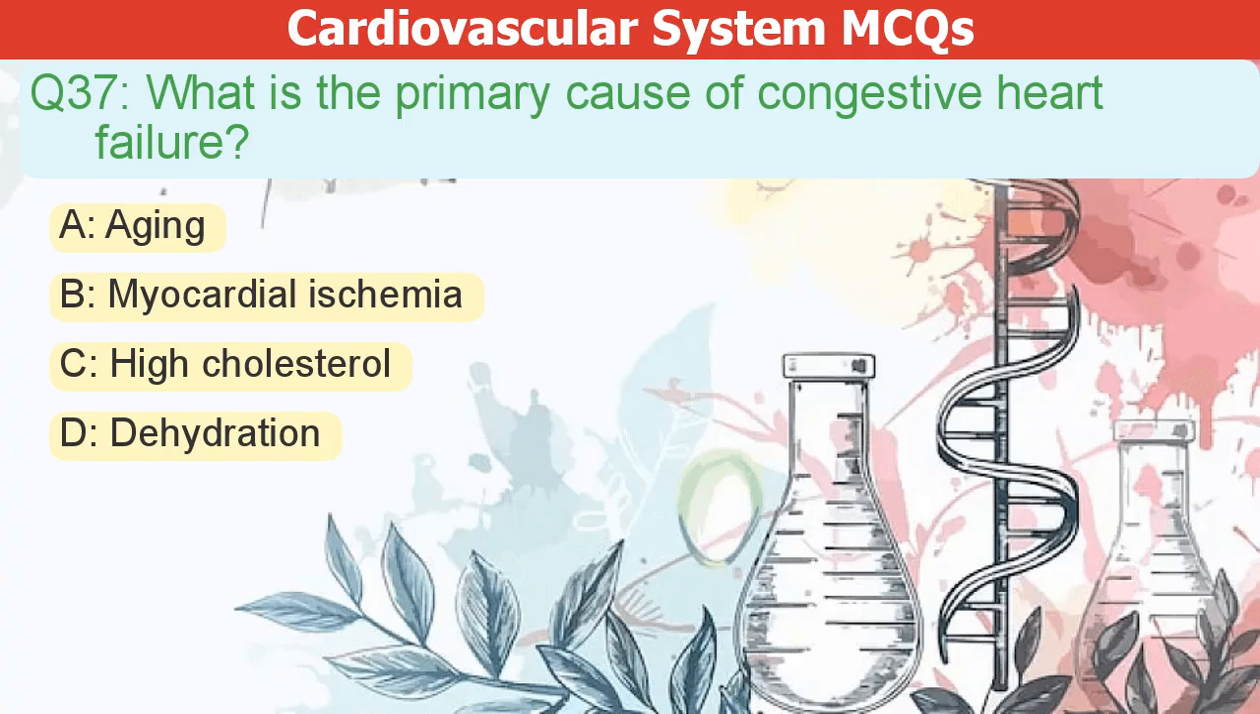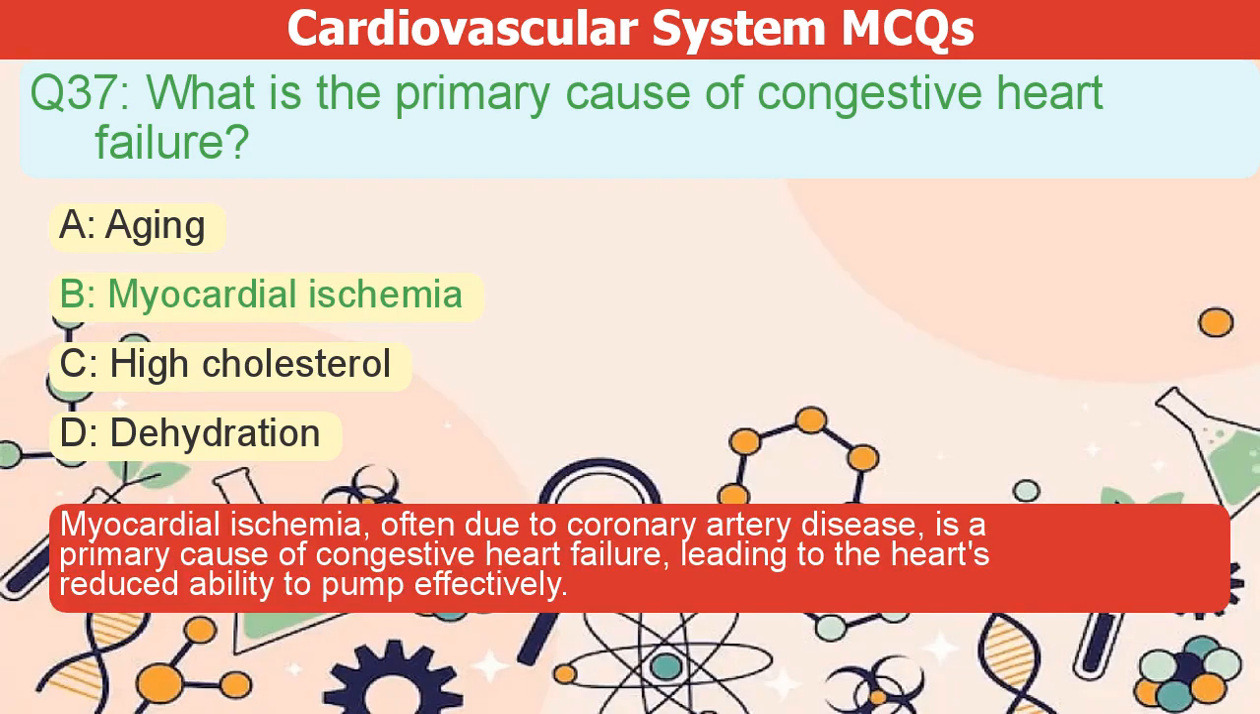What is the primary cause of congestive heart failure? A. Aging. B. Myocardial ischemia. C. High cholesterol. D. Dehydration. The correct answer is B. Myocardial ischemia, often due to coronary artery disease, is a primary cause of congestive heart failure, leading to the heart's reduced ability to pump effectively.